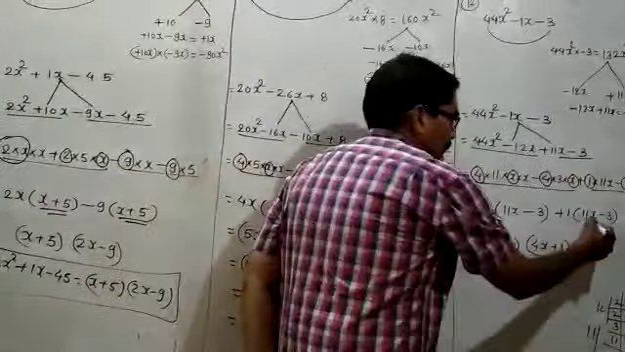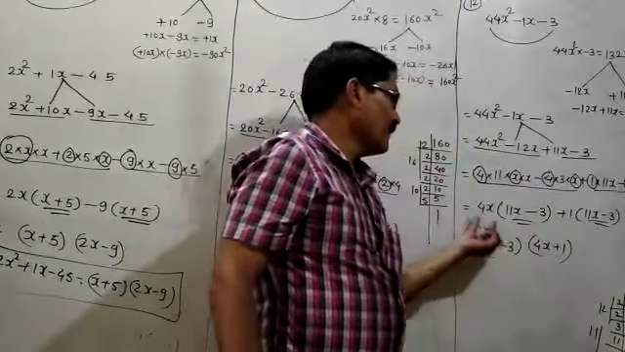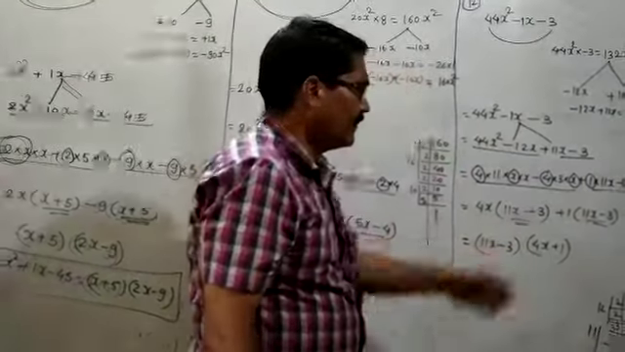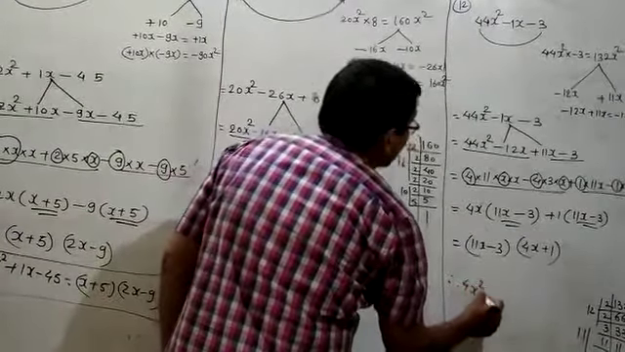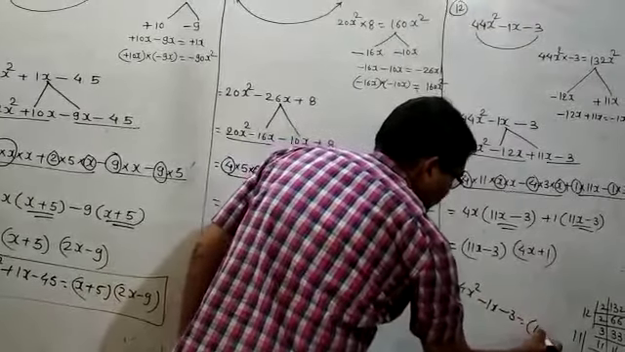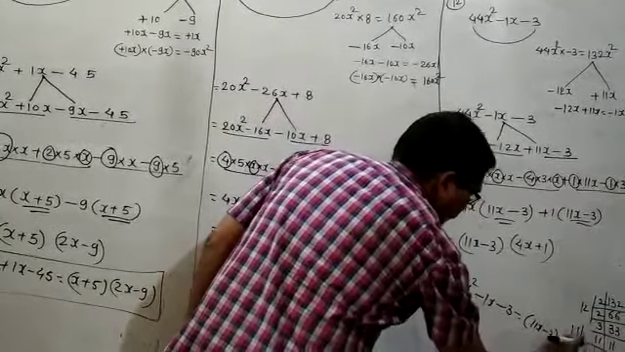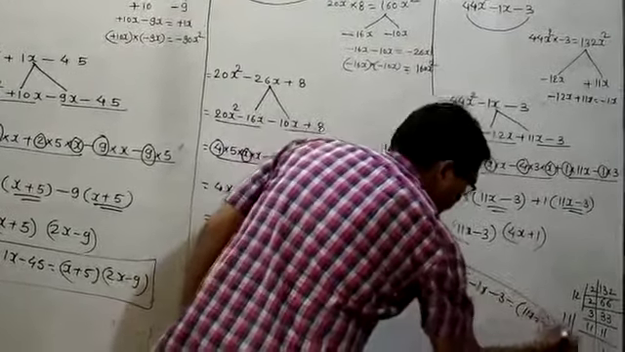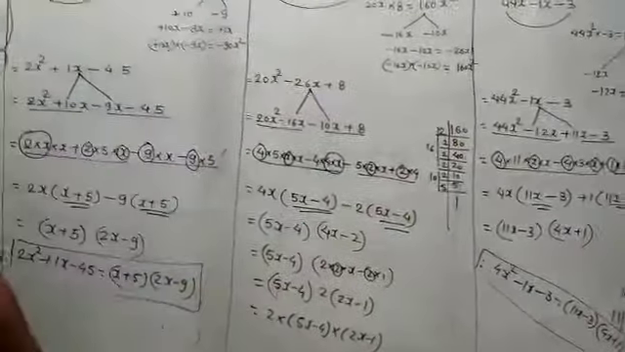For this step both brackets have to be the same, and they are coming the same. You have to take out this bracket common. Then 4x plus 1 you have to write in the other bracket. Therefore I will say that 4x square minus 1x minus 3 is equal to 3x minus 3 and 4x plus 1. These are the factors of this algebraic trinomial. I think you understand all these things. All these things you have to write in the notebook properly. Thank you.